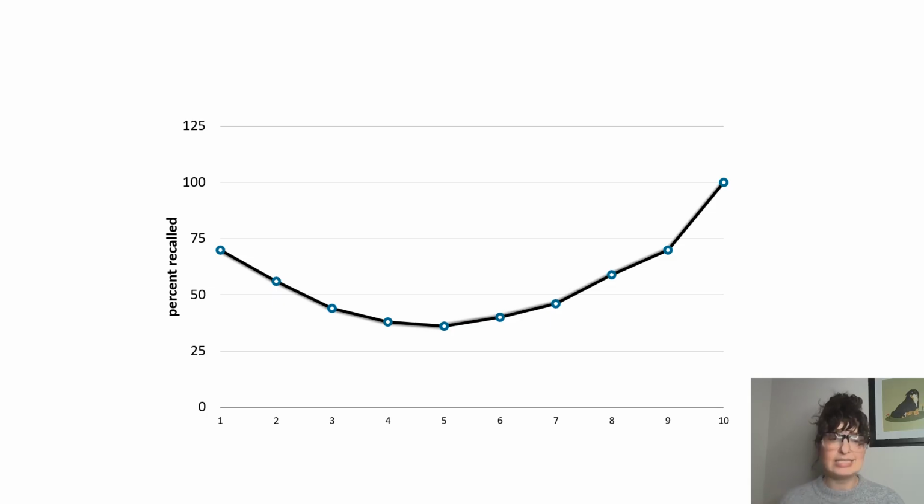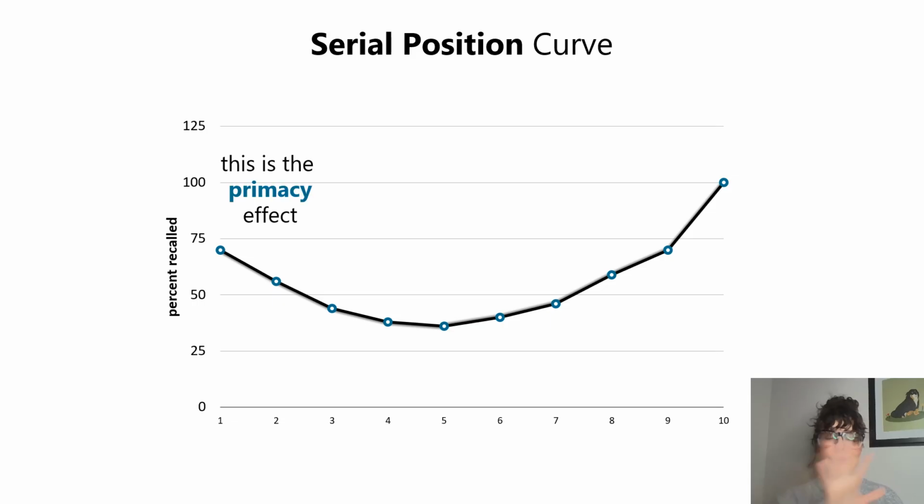And you tend to see this U-shaped function. So you see superior recall for items at the beginning of the list. This is referred to as the primacy effect. And you also see superior recall for items that are at the end of the list, which is called the recency effect.